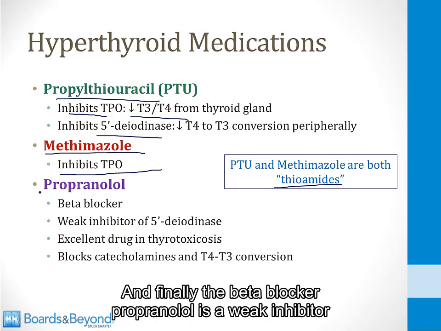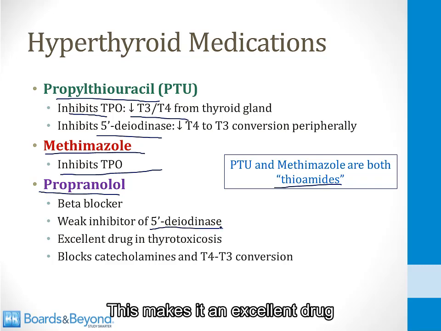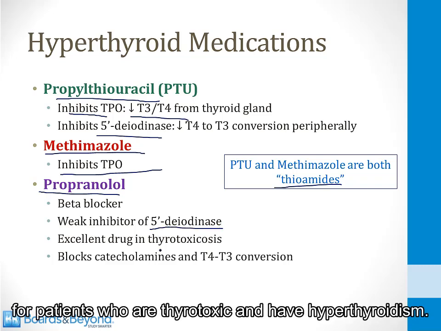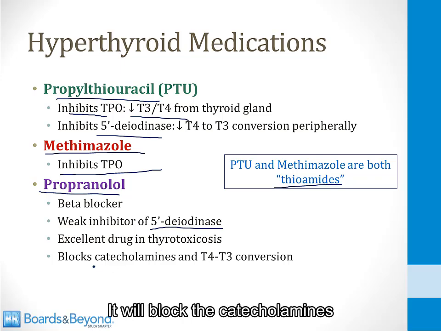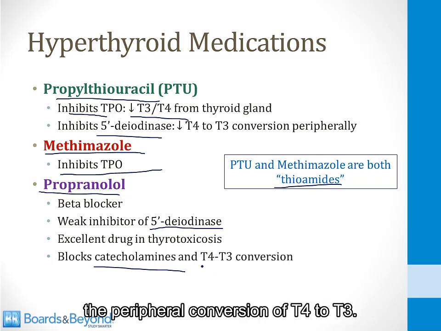And then finally, the beta blocker propranolol is a weak inhibitor of 5' deiodinase. This makes it an excellent drug for patients who are thyrotoxic and have hyperthyroidism. It will block the catecholamines that occur in hyperthyroidism, and it will also blunt the peripheral conversion of T4 to T3.